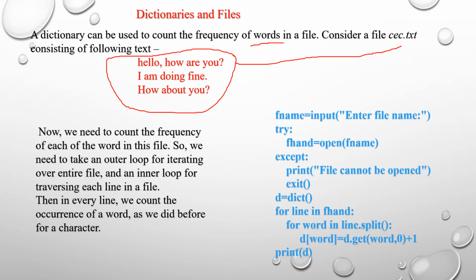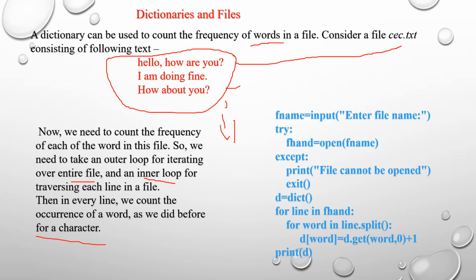We need an outer loop for iterating over the entire file and an inner loop for traversing each line in the file. Then in every line we count the occurrence of the words, as we did before for characters. Our main intention is to count the number of occurrences in a file. The first step is to access the file, then convert sentences into word format, then find the word occurrences.